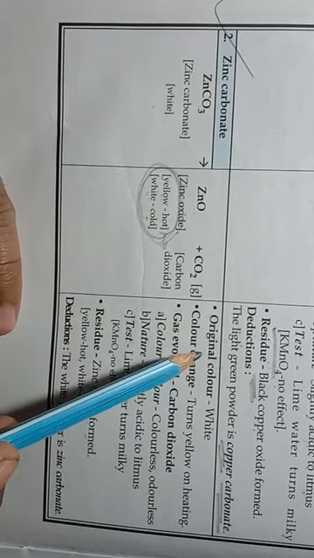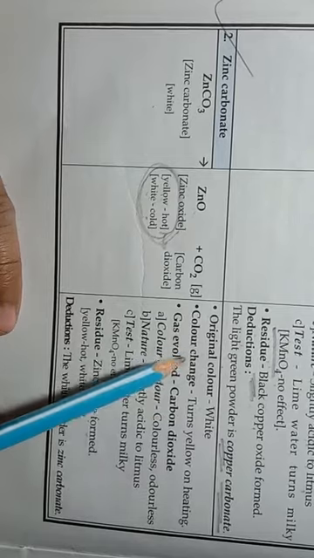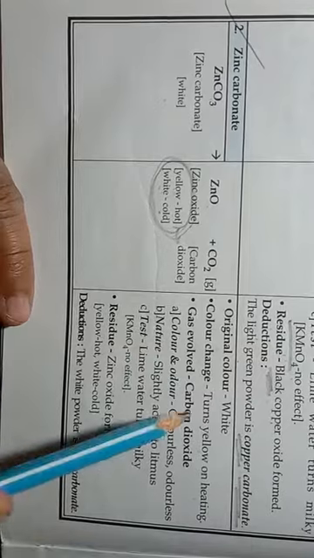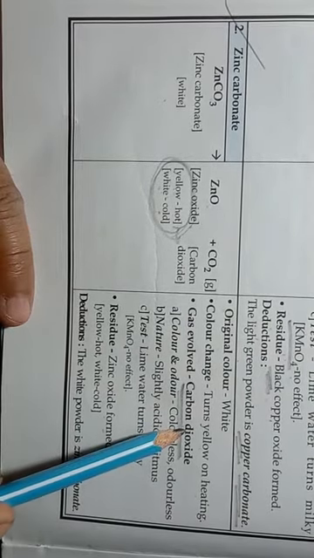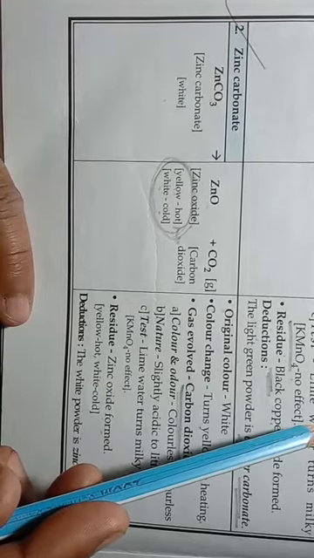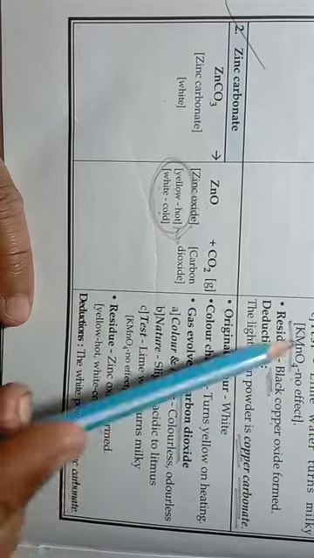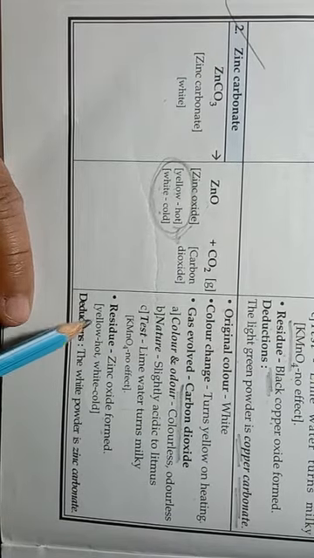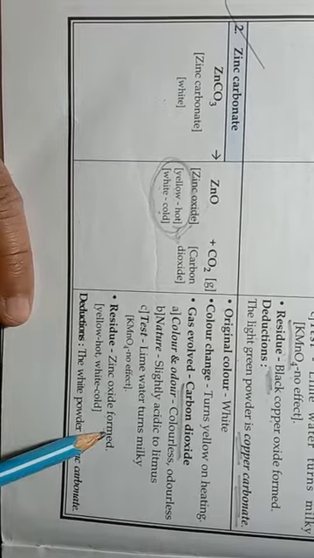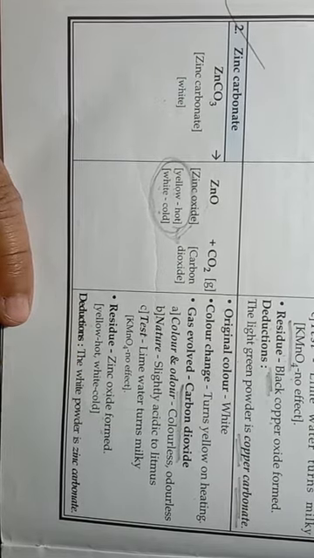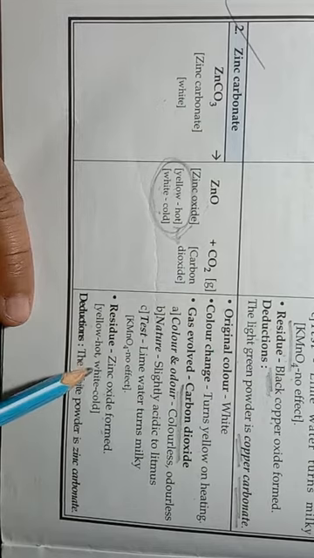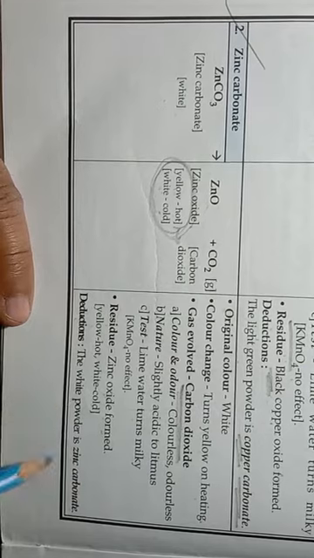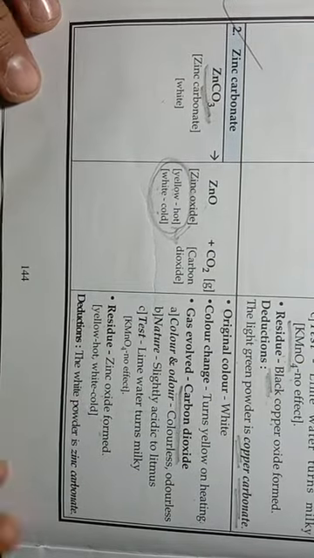Original color is white; the color turns yellow on heating. Gas evolved is carbon dioxide, and for carbon dioxide all the observations which we have already discussed in the case of copper carbonate apply here again. A residue, zinc oxide, is formed, which is yellow in hot condition and white in cold condition. On the basis of all these observations, we can conclude that the white powder is zinc carbonate.